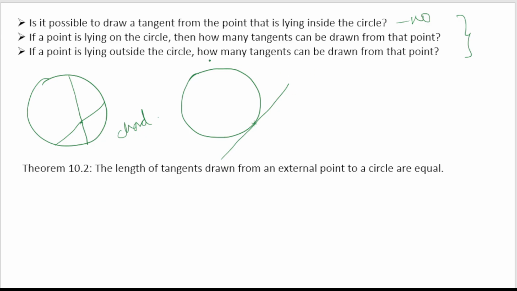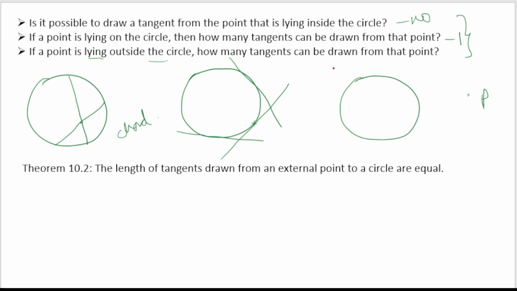One tangent, right? Can I draw like this or like this? No. Here one tangent can be possible when a point is lying on the circle, right? And the third one, if a point is lying outside the circle, how many tangents can be drawn from that point? So this is a circle and we will take this point P.